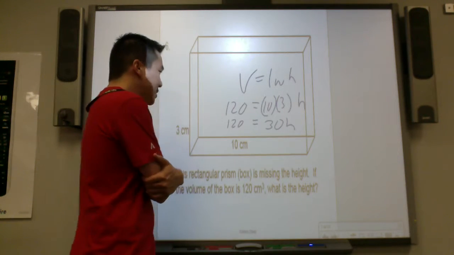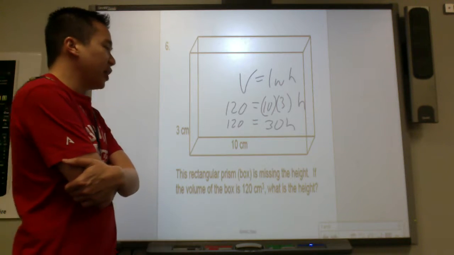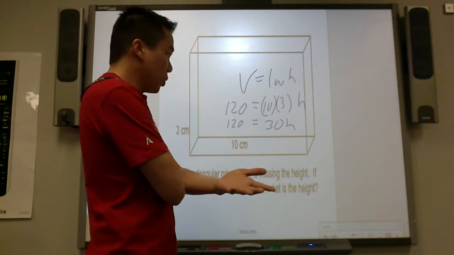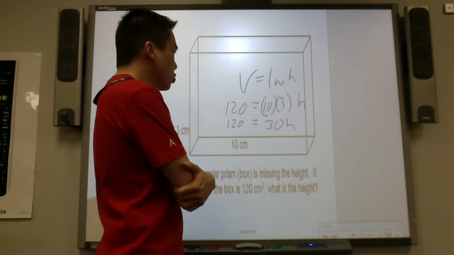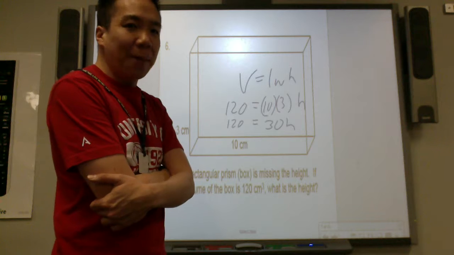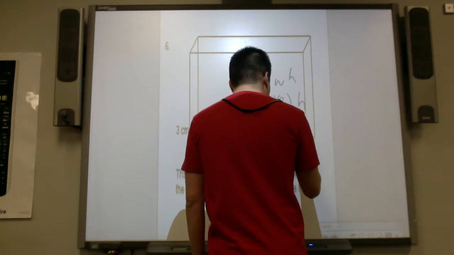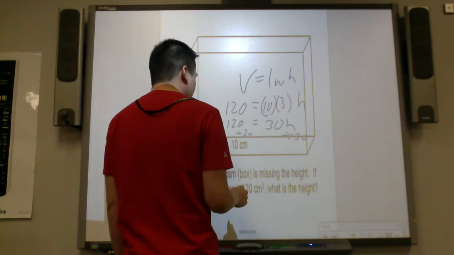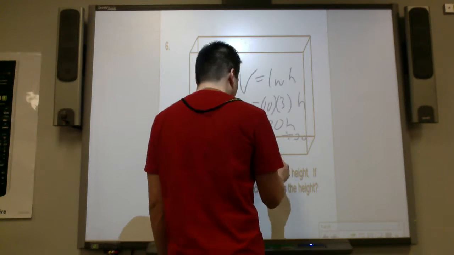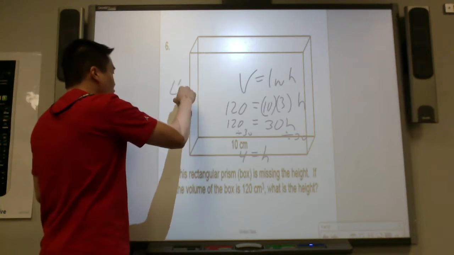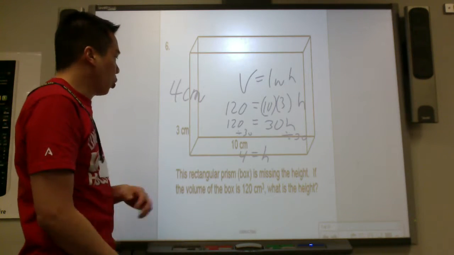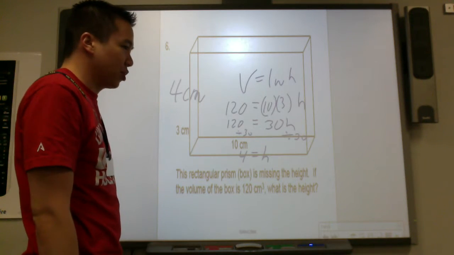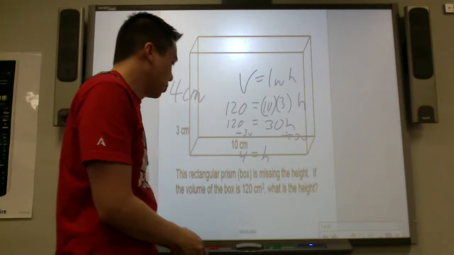So 120 is equal to 30 groups of a number. You could guess and check, keep guessing until you get it. 30 times what is 120? Or you can do it this way. What operation is the opposite of multiply? Divide. So I divide by 30. 120 divided by 30 is 4, so height equals 4 centimeters. To check your work, 10 times 3 is 30, times 4 is 120. So that is the answer.